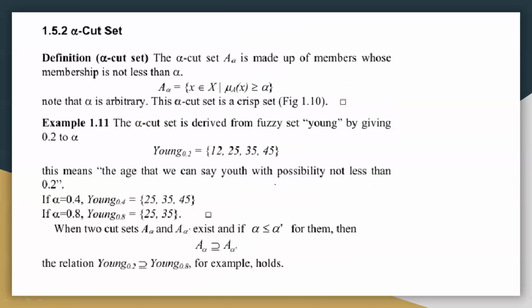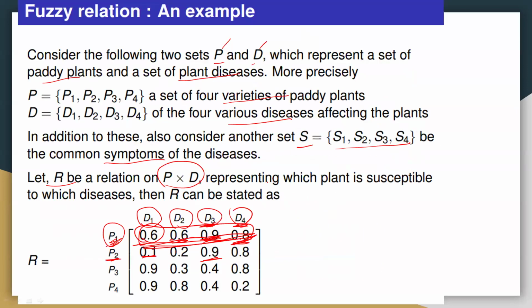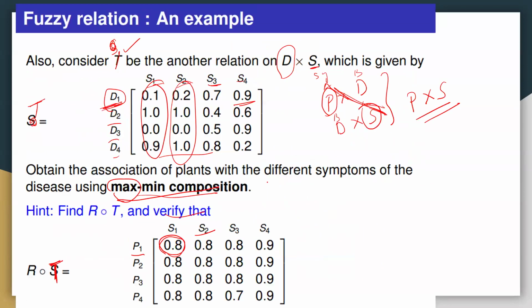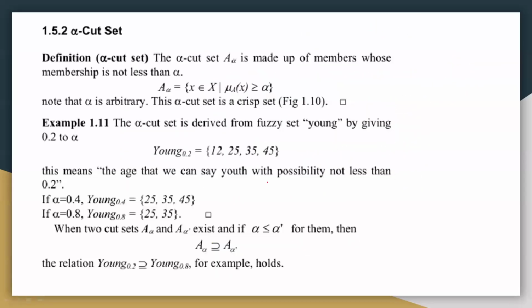Now, what is another topic? So that was all about different properties on fuzzy sets and the operations that can be done. Now we look at something known as the alpha cut set. What is meant by the term alpha cut set? An alpha cut set, A alpha, is a set. It's basically a crisp set.